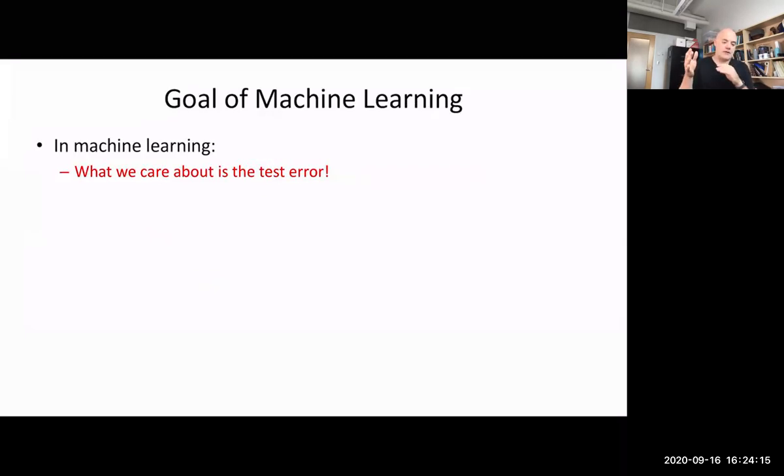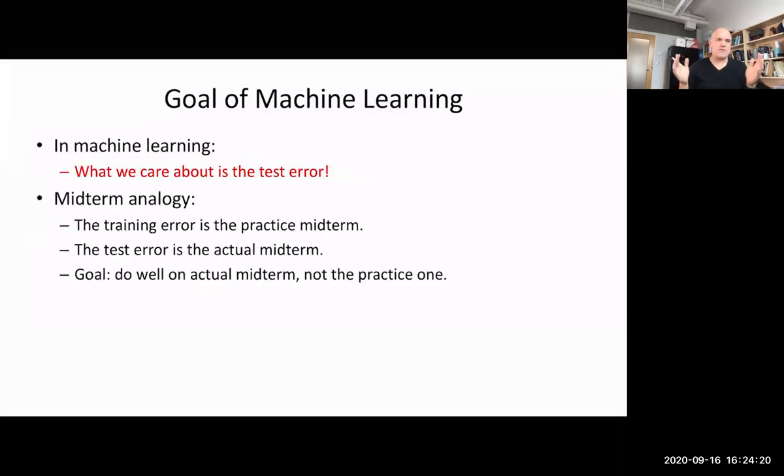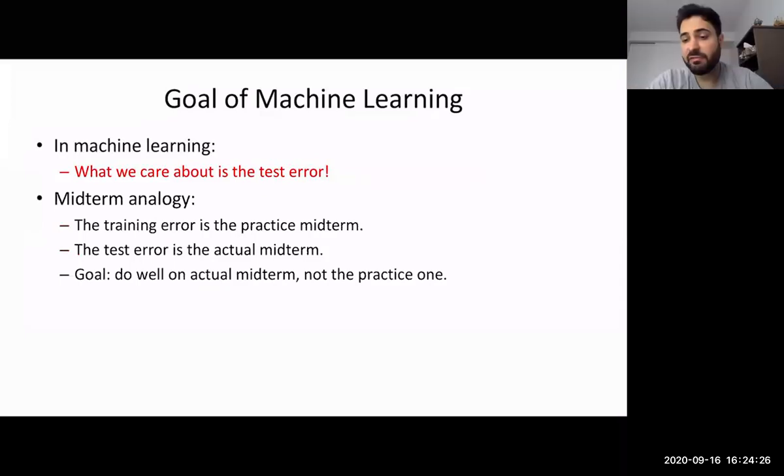But what we actually care about is test error. We care about predictive performance, right? And this is, again, something I've mentioned a couple of times as a distinction between machine learning and statistics. What's the difference between test error and test set error?